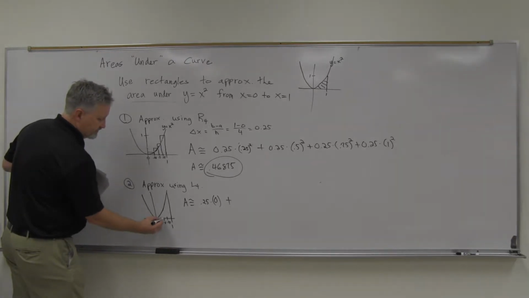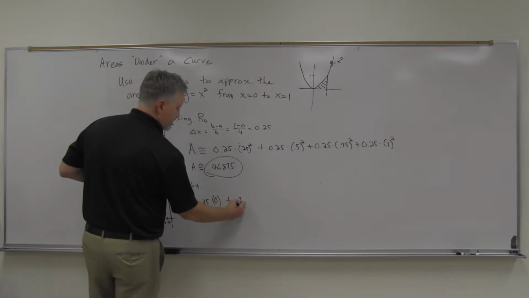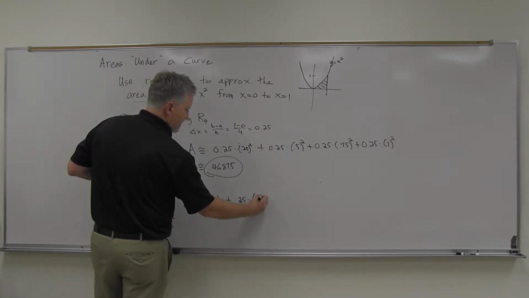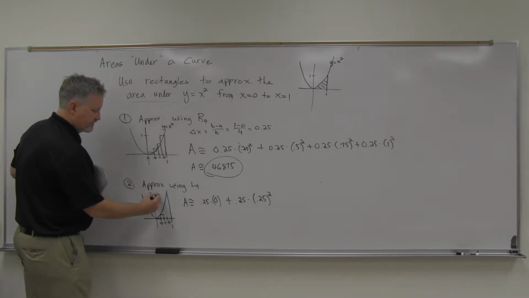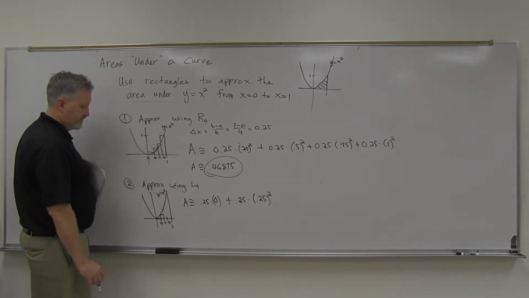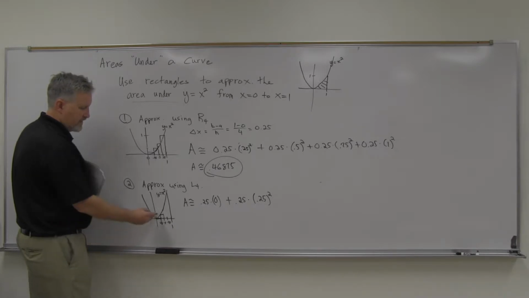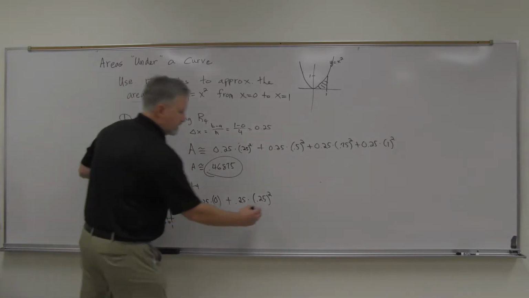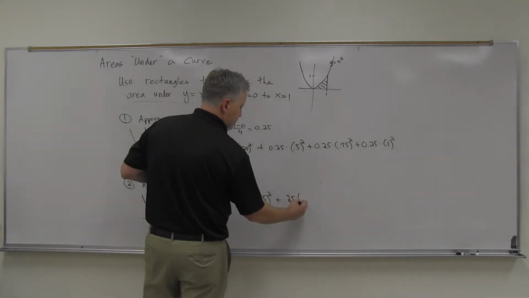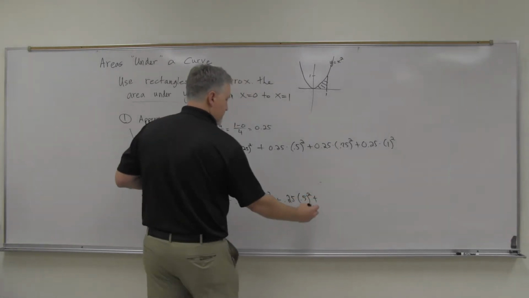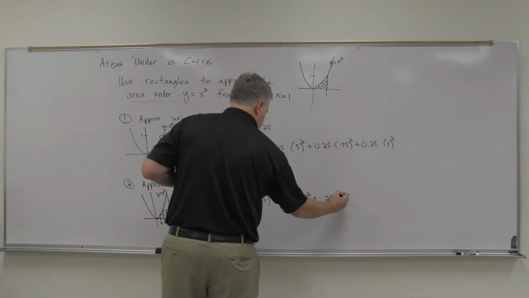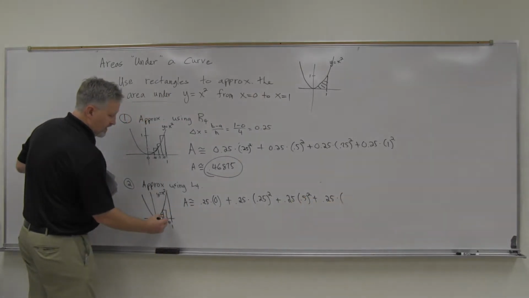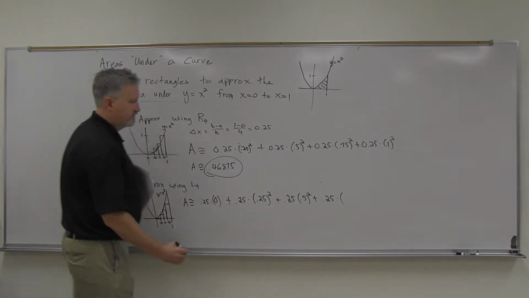The second one, using left-hand endpoints, the height is the function value at 0.25, so I'd have 0.25 times 0.25 squared. That'd be the height, because I'm still dealing with the same function, y equals x squared. The next one has 0.5 squared for the height. And last but not least, the last one would be 0.25 wide, but the height would be the height at 0.75, which would be 0.75 squared.